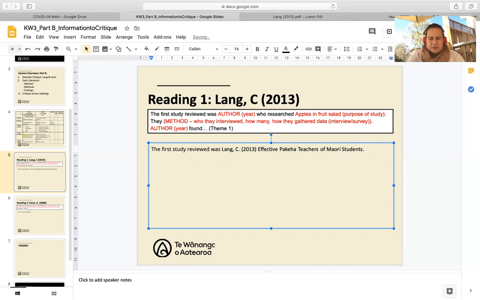Make sure your referencing is correct. I actually don't, yeah, okay. Who researched, again, okay. Lang. I think let's go back to her method.